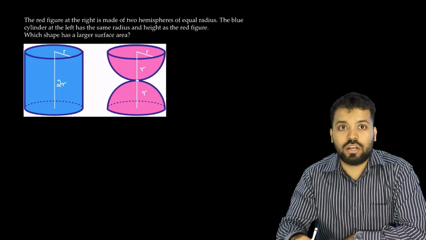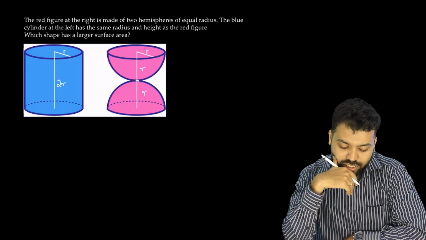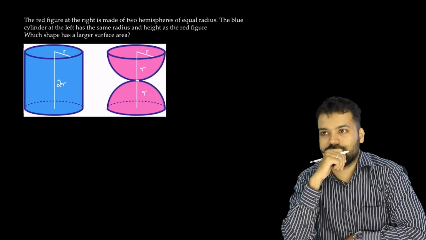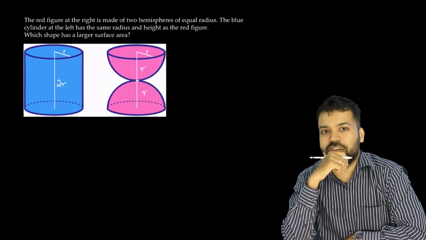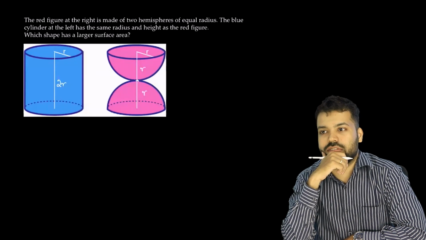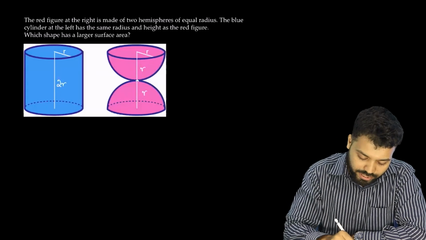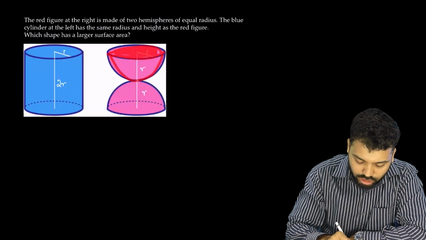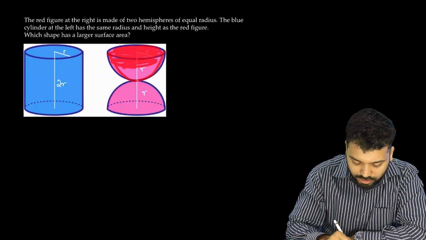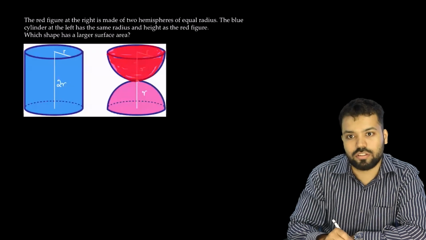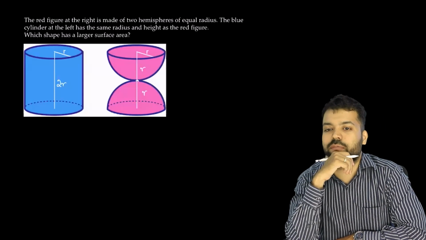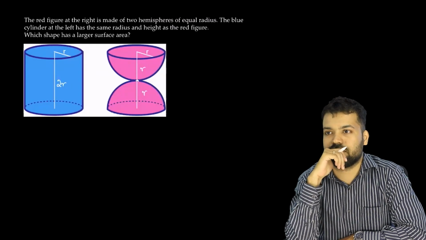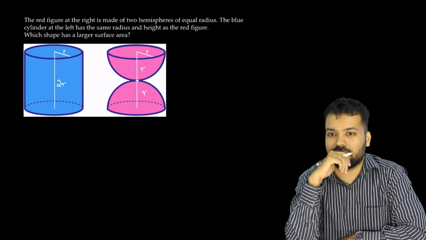So what is the formula for the surface area of a hemisphere with the base? Say I have a hemisphere like this. With the base, including this top portion, what is the surface area? We had discussed this, no? Kishan, can you tell me the answer on the mic? Sir, 2 pi r square.